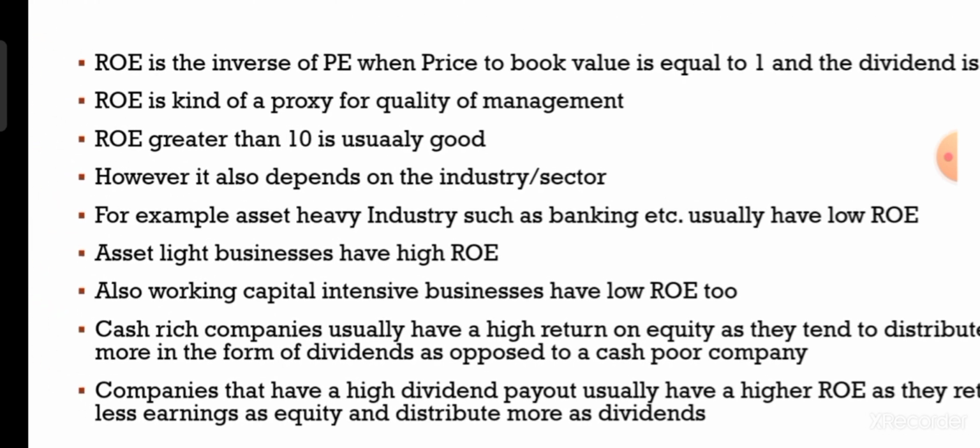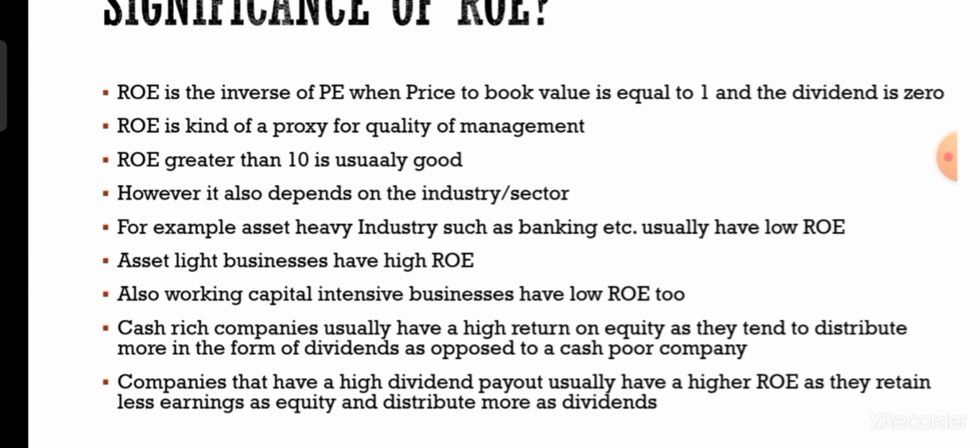ROE is the inverse of PE when the price to book value is equal to 1 and the dividend is 0. And ROE is kind of a proxy for the quality of the management. So if ROE is higher, that means the company is managed well. An ROE which is greater than 10 is usually good.